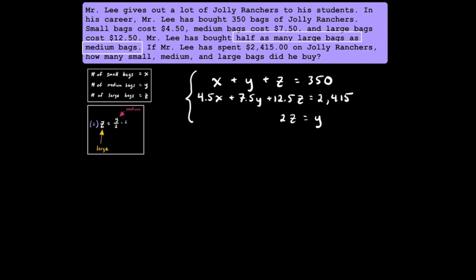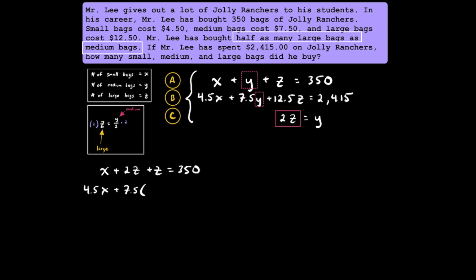Now we have a system of 3 equations. We can label them A, B, and C. What's really nice about this system is that we already have y isolated. Since y is equal to 2z, we can substitute 2z for y in equation A, and we can substitute 2z for y in equation B. Once we do that, we're going to get x plus 2z plus z is equal to 350, and we get 4.5x plus 7.5 times 2z plus 12.5z is equal to 2,415.